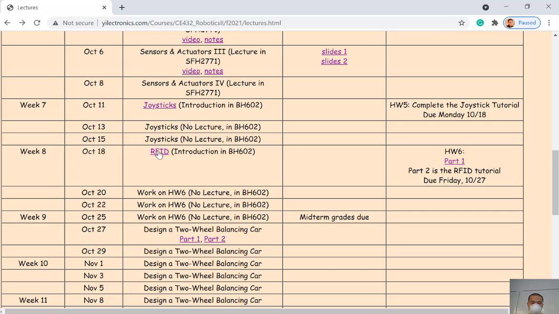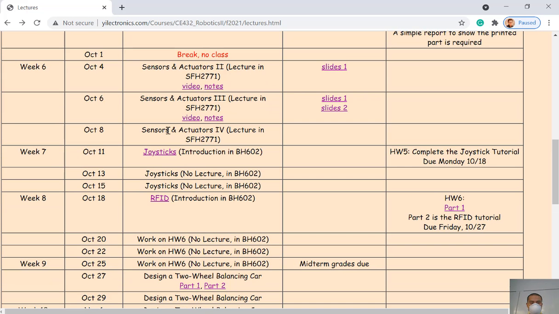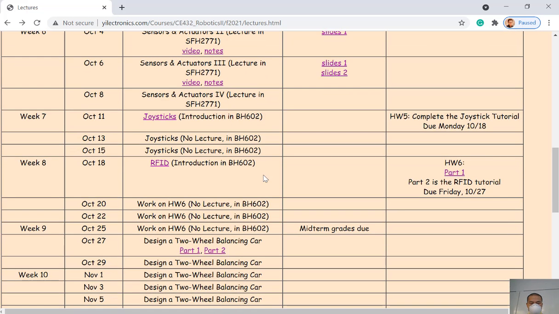And part 2 is a short RFID. I'll introduce the RFID in the slides pretty soon as well, so you can understand what these are. So we do not need another lecture to cover RFID, joysticks, ultrasonic sensor, and all this kind of stuff, because everything has been covered in the slides I'm going to show you very soon.